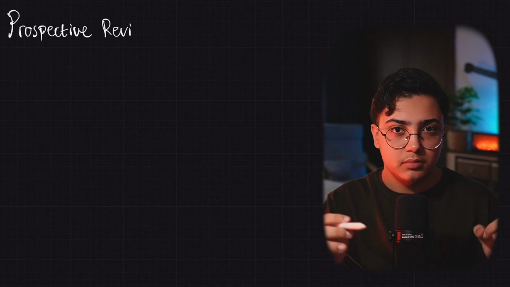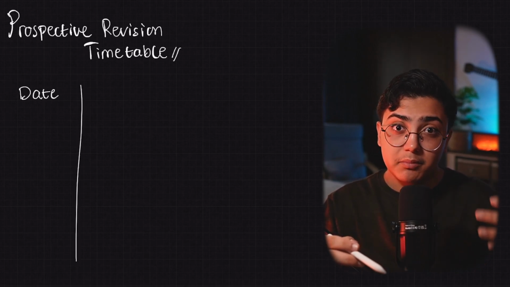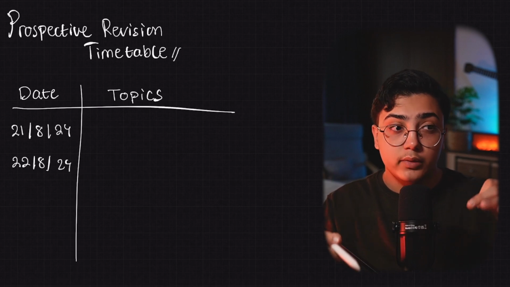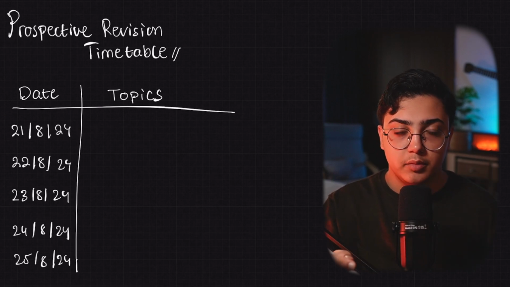So, when we were a bit younger, for example, if you're in year 13 right now, when you were in year 10, we always liked to make revision timetables. But a big mistake that we make when making those revision timetables is that we use the standard prospective revision timetable. When I was in year 10, I came across this video from Ali Abdaal.